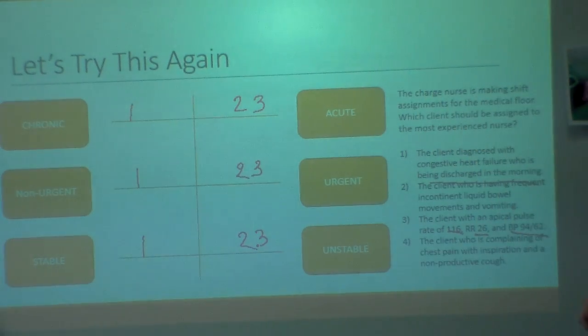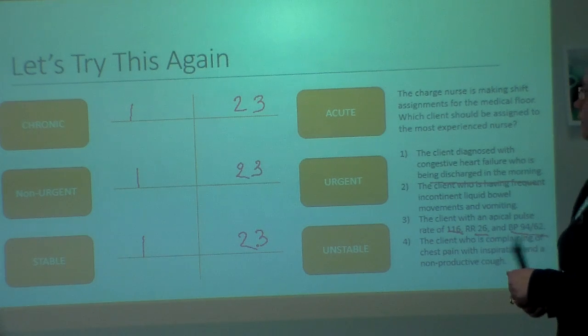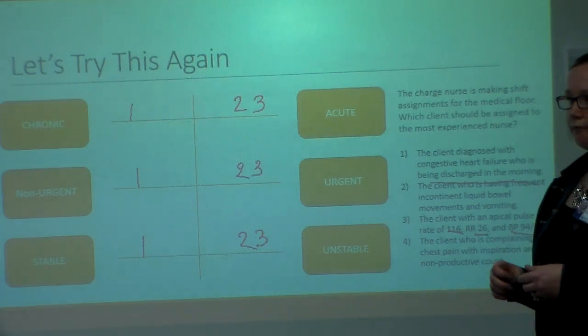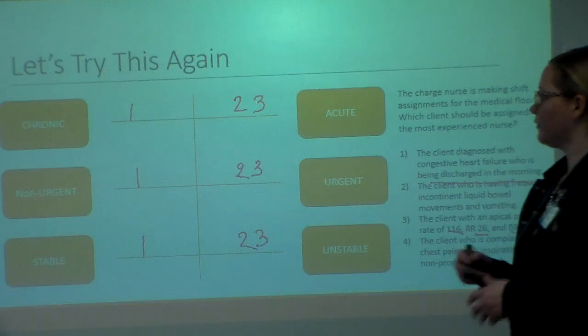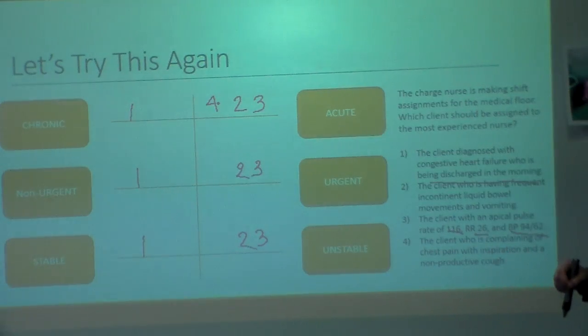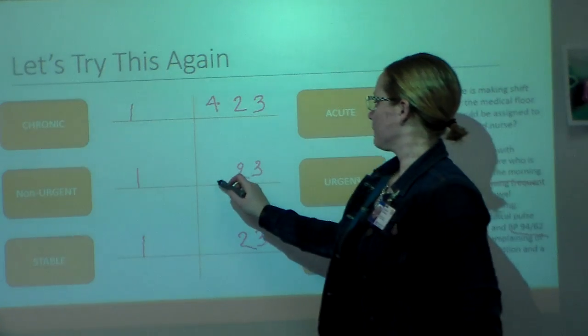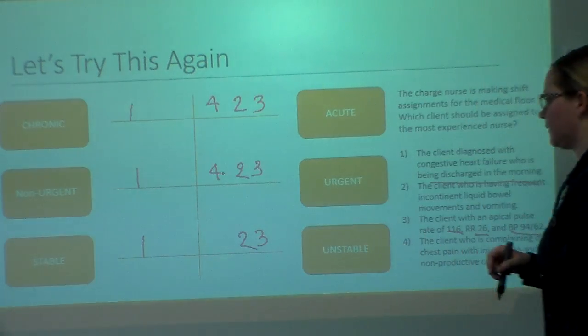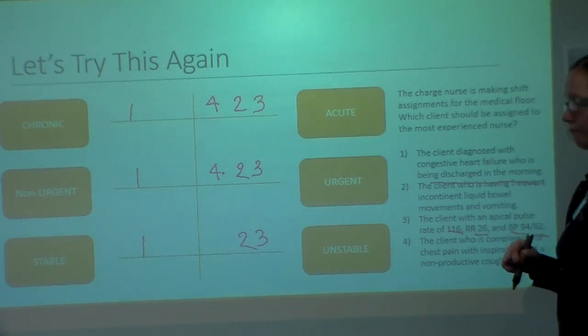Number 4, the client who is complaining of chest pain with inspiration and a non-productive cough. Where do you want me to put that on the spectrum? Before the 2. What about the next line? Same spot? What about the last one? Same thing? Yeah.